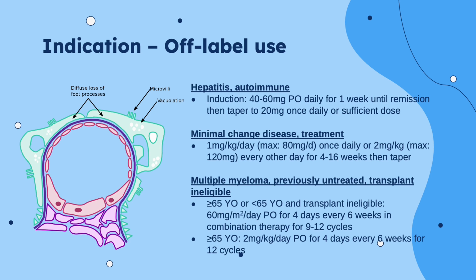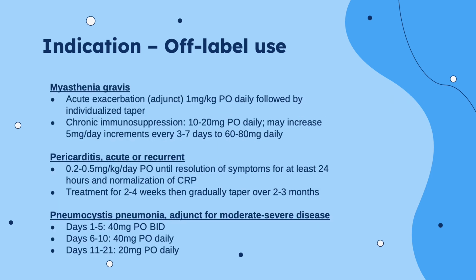For patients greater than or equal to 65 years old, it is dosed orally 2 mg per kg per day for 4 days every 6 weeks for 12 cycles. For myasthenia gravis, acute exacerbation, prednisone is used as an adjunct and dosed orally 1 mg per kg per day, usually 60 to 80 mg daily, followed by an individualized taper.